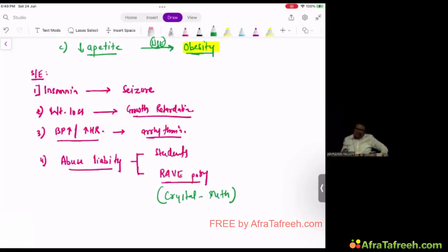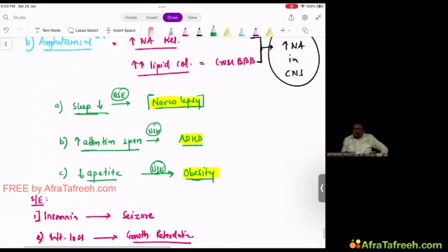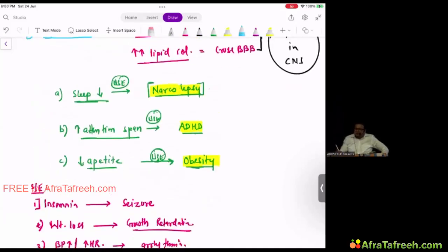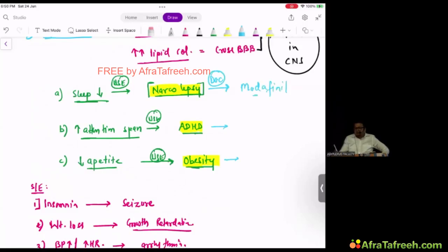So amphetamines have several problems, particularly the abuse liability. Once you start, the patient does not want to give up. Now come back to this: because amphetamines have so many problems, they are not the drug of choice anywhere. So if you are asked the drug of choice for narcolepsy, the drug is called modafinil. If you are asked the drug of choice for ADHD, you are looking for a drug called methylphenidate.